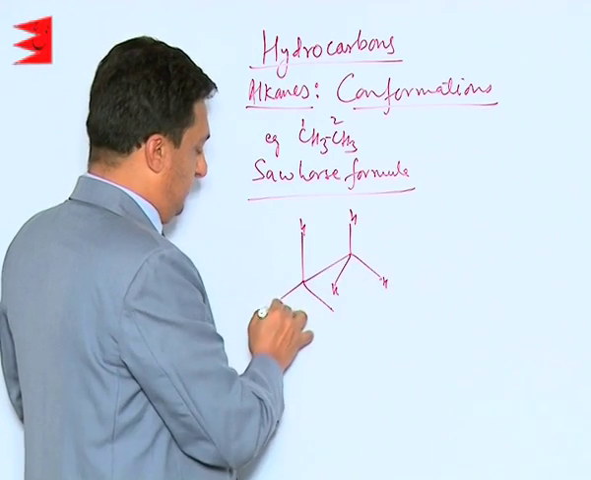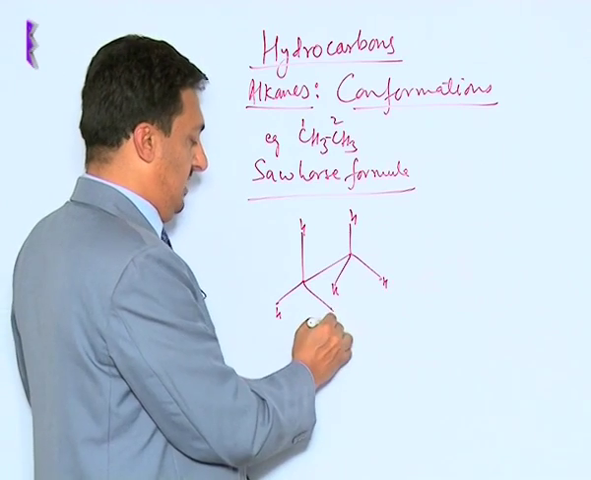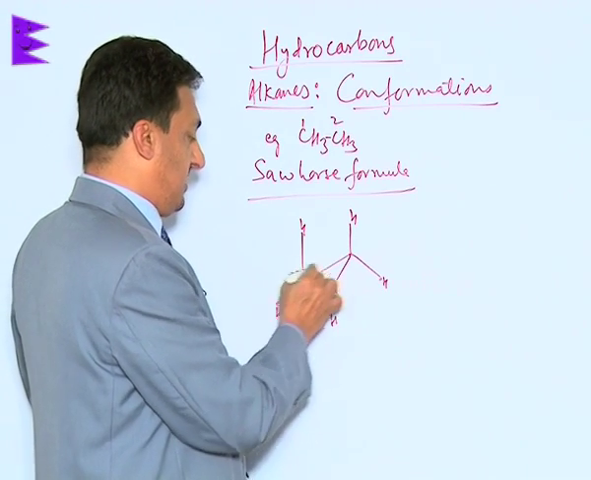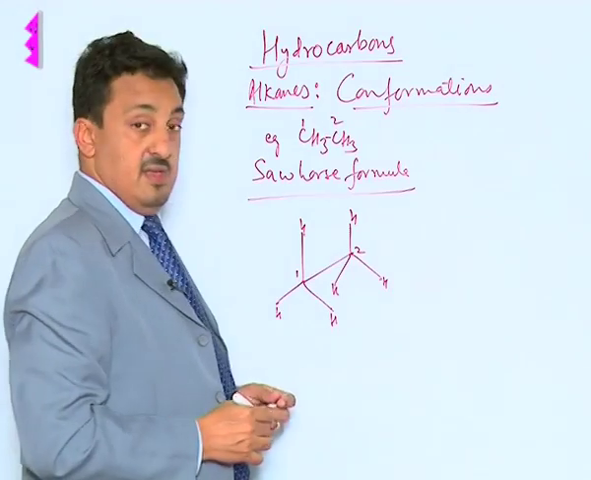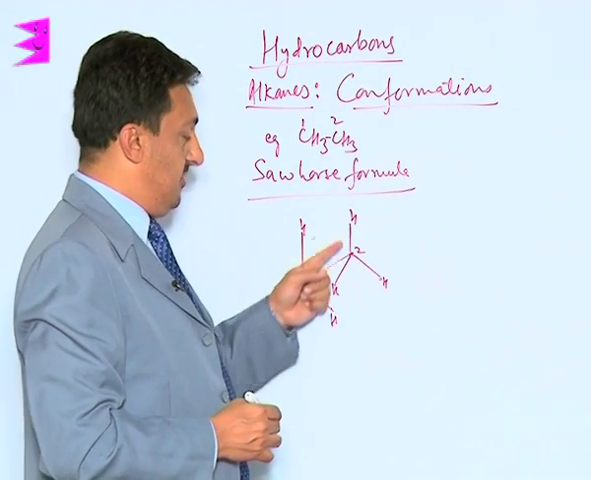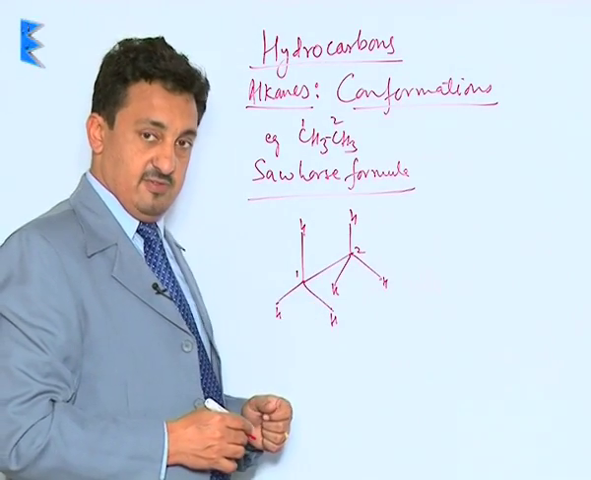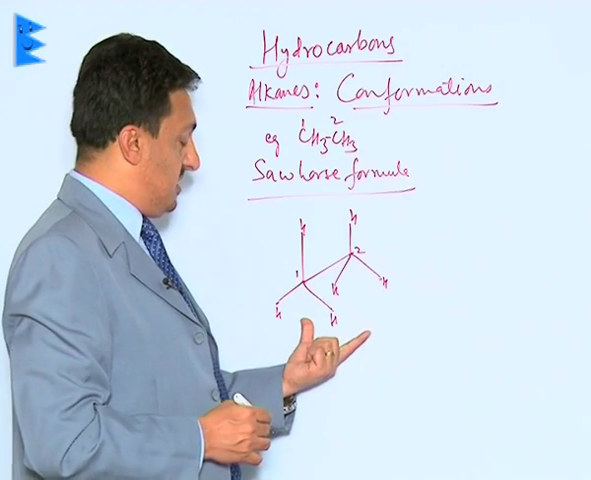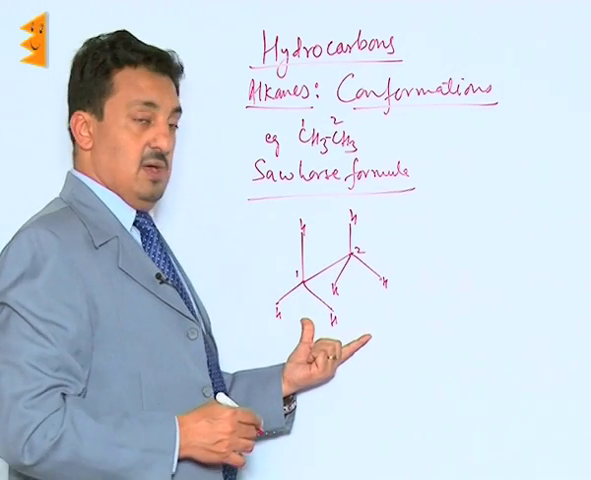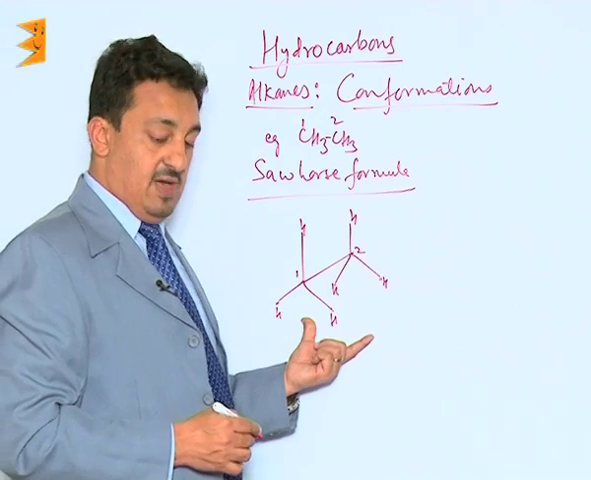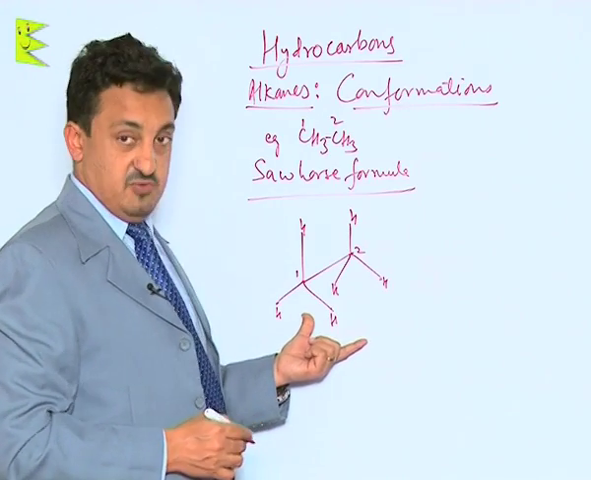So this is one of the forms, which is called Sawhorse formula. In this, this is first carbon, this is second carbon, and the first carbon is having 3 hydrogens and the second is also having 3 hydrogens. This type of three-dimensional representation of molecules is called Sawhorse formula, or Sawhorse projection formulas.